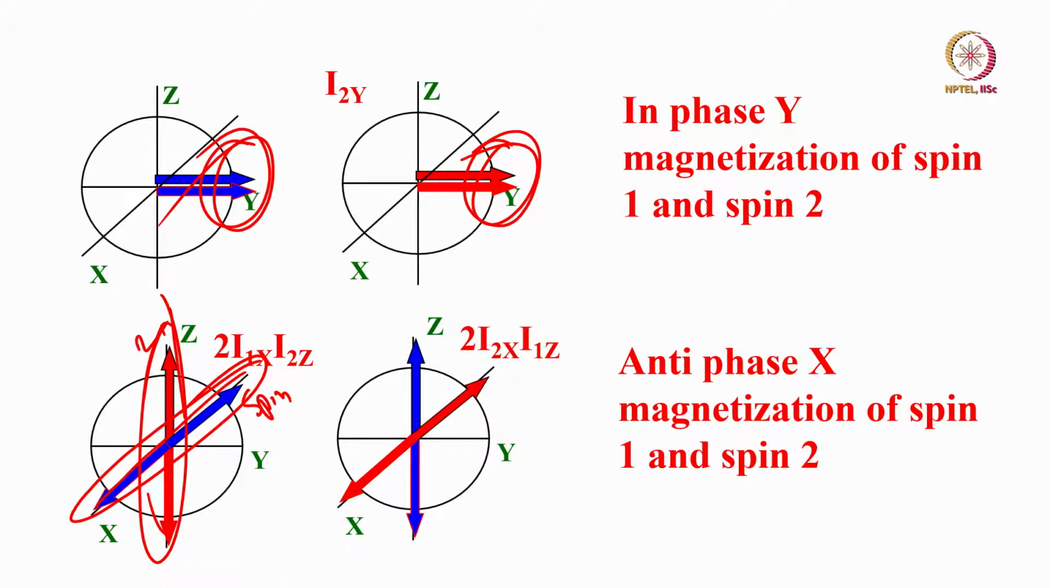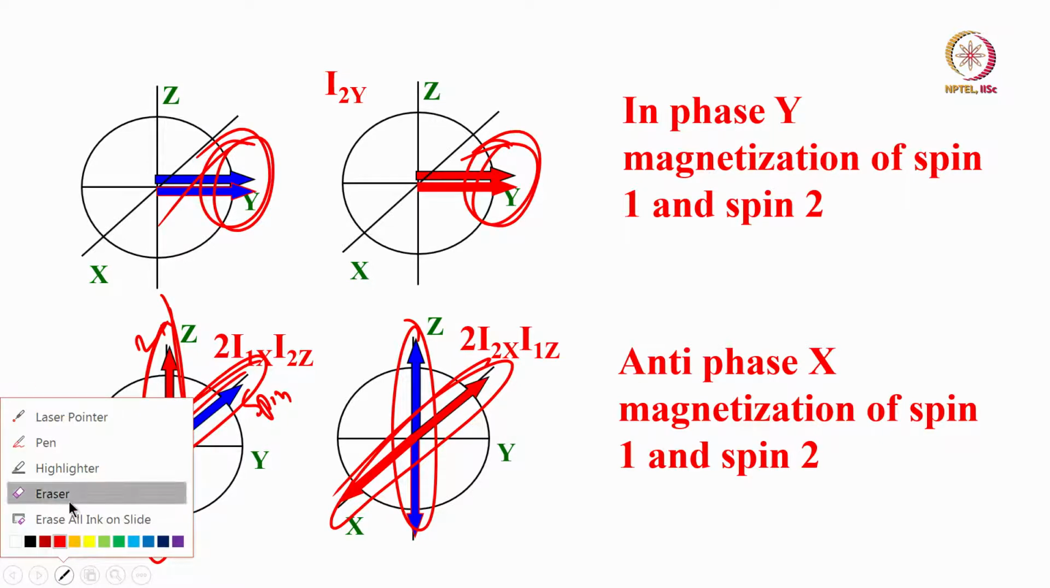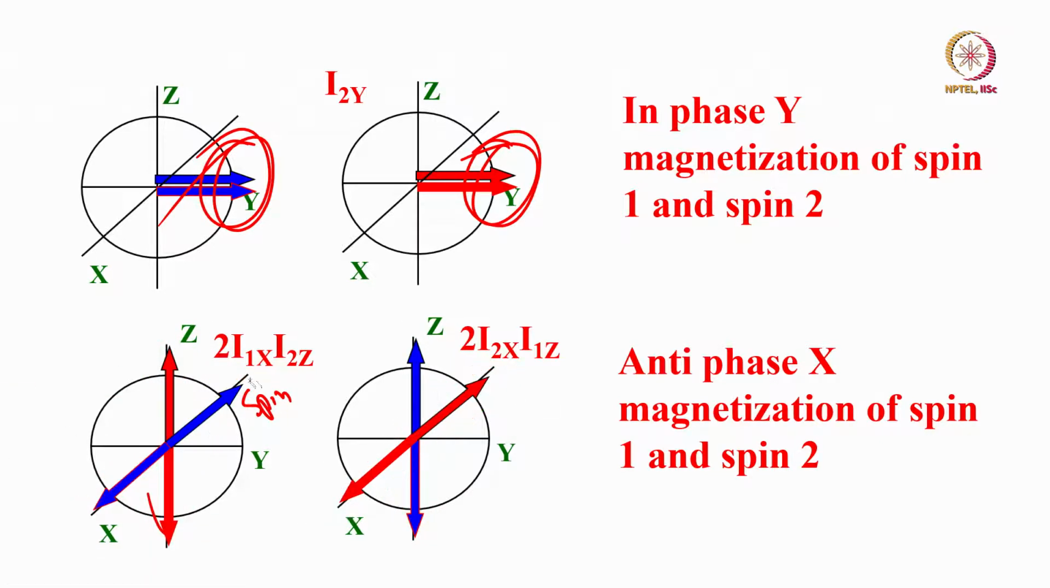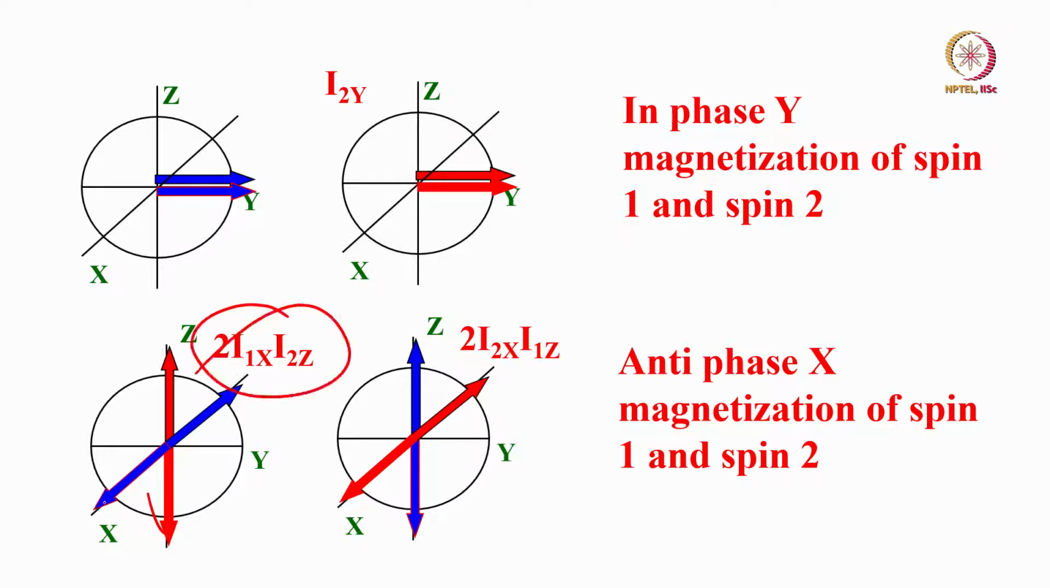Similarly, for spin 2, x magnetization is antiphase like this, and for spin 1, z magnetization is antiphase along the z axis. Remember, one thing you should clearly understand: these antiphase terms are very, very important, especially for transferring the spin polarization in experiments involving polarization transfer. Please understand, 2 I1x I2z means it is antiphase x magnetization.